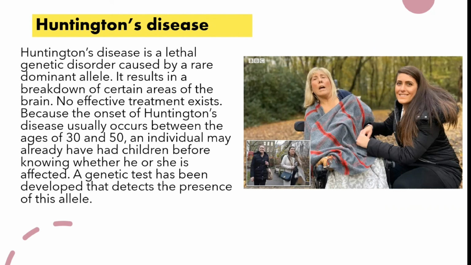Huntington's disease. Huntington's disease is a lethal genetic disorder caused by a rare dominant allele. It results in a breakdown of certain areas of the brain. No effective treatment exists. Because the onset of Huntington's disease usually occurs between the ages of 30 and 50, an individual may already have had children before knowing whether he or she is affected. A genetic test has been developed that detects the presence of this allele.